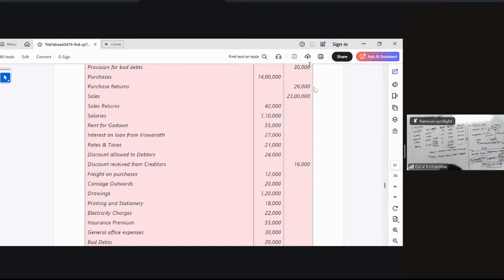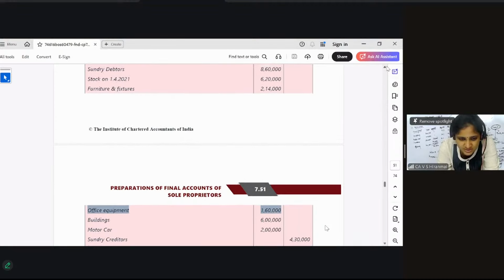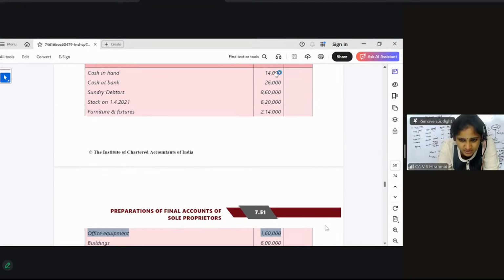So did you all finish? I will just tell you which account will go where, so it becomes easy for all of you to work out. Okay. The first one, cash in hand, will go to your balance sheet as an asset. Cash at bank will go to your current assets in the balance sheet. Sundry debtors' value, not 8 lakh 60 but 8 lakh 17,000 after deducting the provision, will go again to your current assets in the balance sheet.